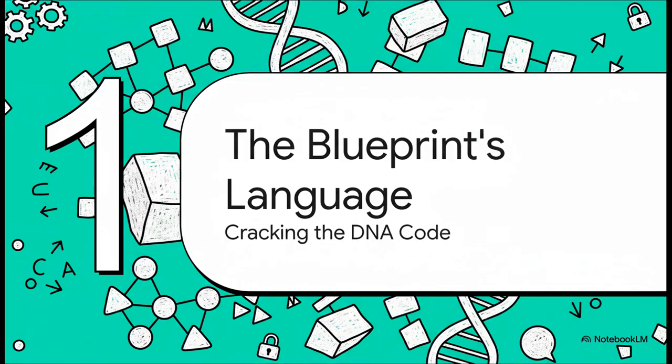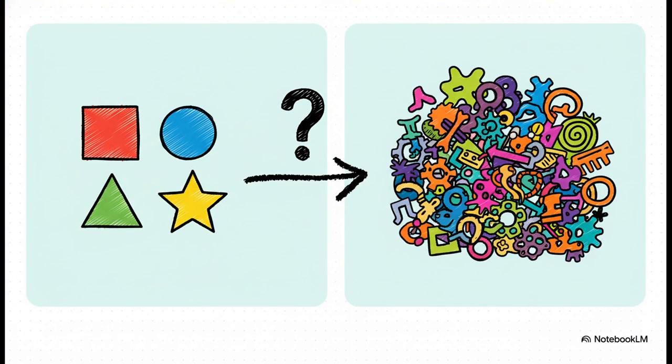But before we can follow the message, we have to understand the language it's written in. I mean, it's a code, right? And like any secret code, it's got its own alphabet and its own set of rules that we need to crack first. Now here's where it gets really mind-bending. The language of DNA is incredibly simple. Its alphabet has just 4 letters, A, T, C, and G.